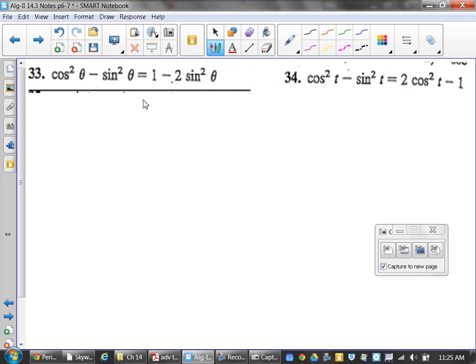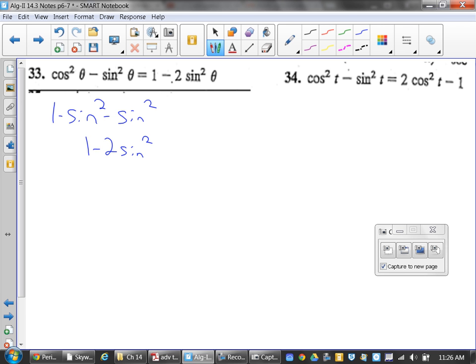So we have cosine squared minus sine squared. Well, that isn't an identity. That doesn't help me with anything. But my answer wants to be written in just sines. So can I replace cosine squared with something? Yeah. Cosine squared is equal to what? Sines. So I get 1 minus sine squared, which is 1 minus 2 sine squared. Done.